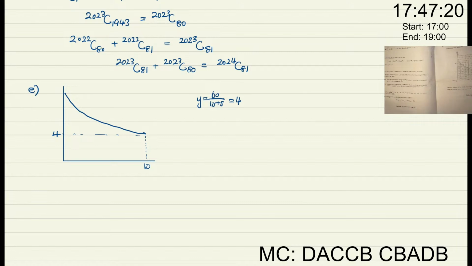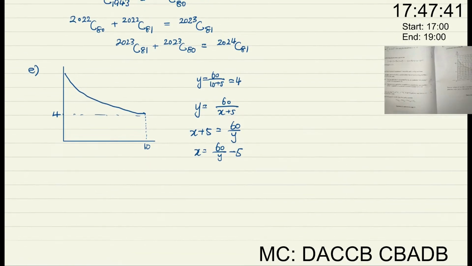And then after that, you probably need to make x the subject, which is a bit of a chore, I would say. Not a fun question to do for a question 12e. People would have got stressed over this. x plus 5 equals 60 over y. x equals 60 over y minus 5. And that's what you need for the second section. Oh, and we need to find the y-intercept as well. So y equals 60 over 0 plus 5, which is 12.